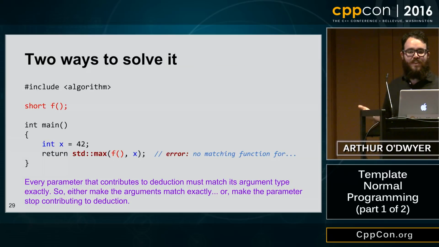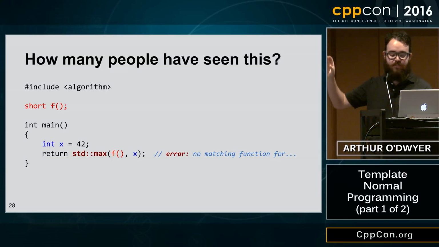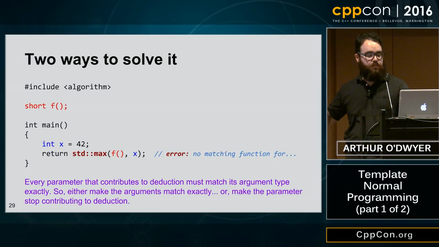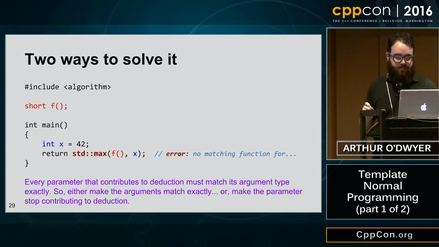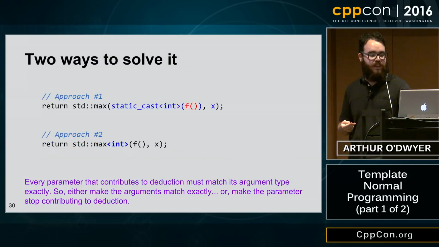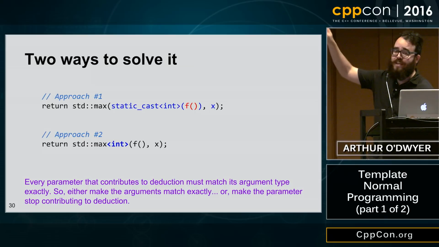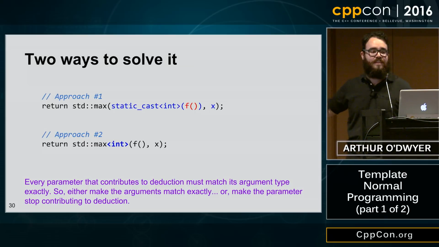All right, so there are 2 ways to solve this problem, right? The problem being that this std::max call does not compile. Every parameter that contributes to deduction must match its argument type exactly. So our 2 ways of solving it are either to make the argument types match exactly, or make the parameter stop contributing to deduction. So the first way, make the arguments match exactly, looks like approach number 1 there, where you're just taking a static cast it to int, right?